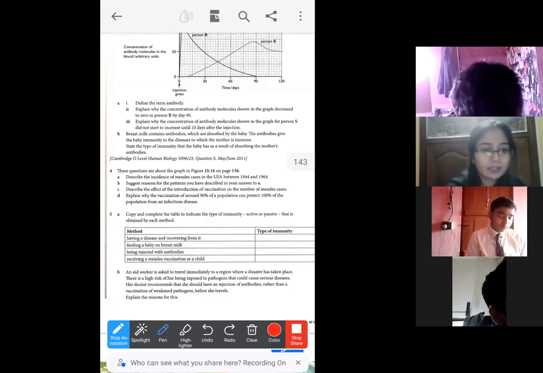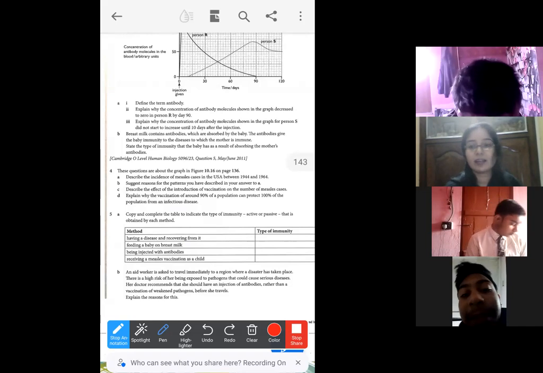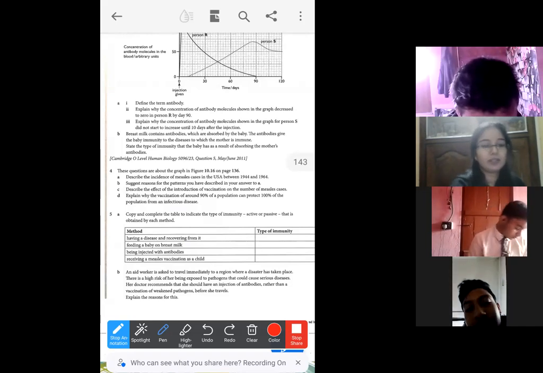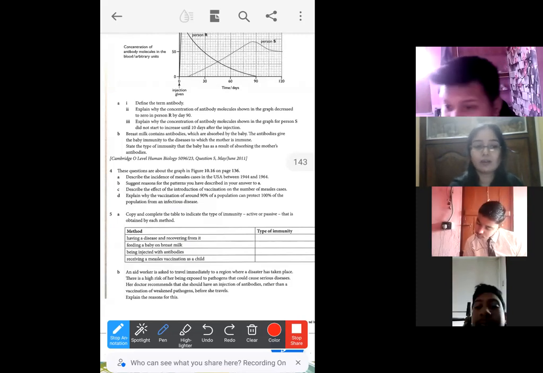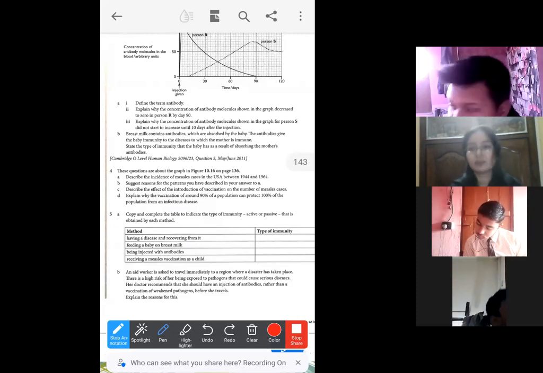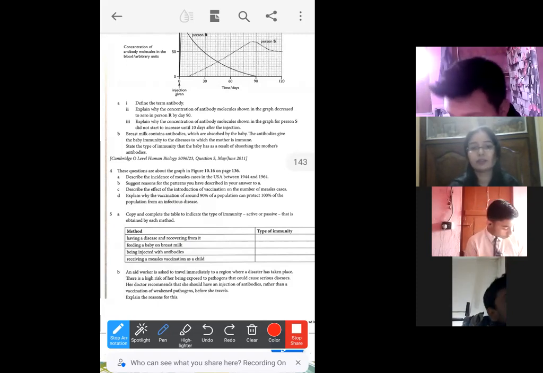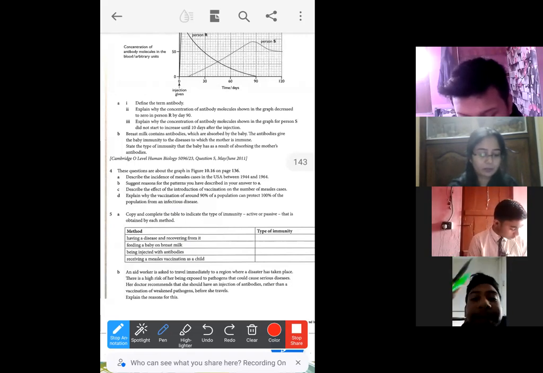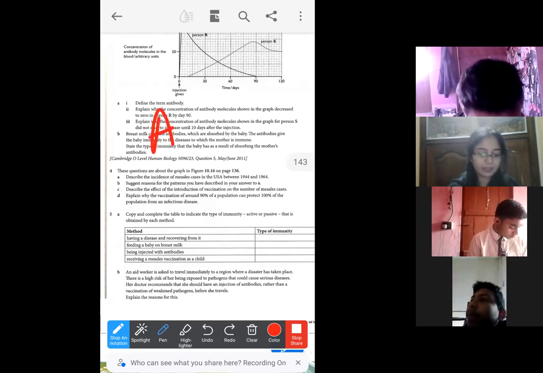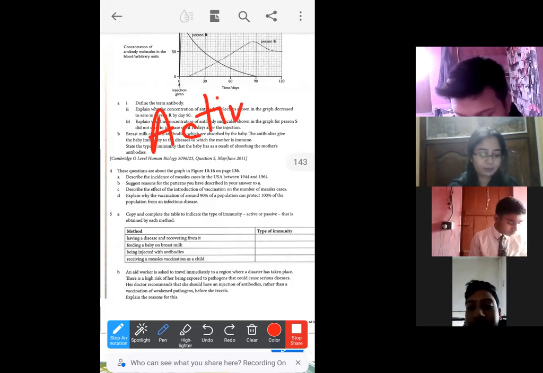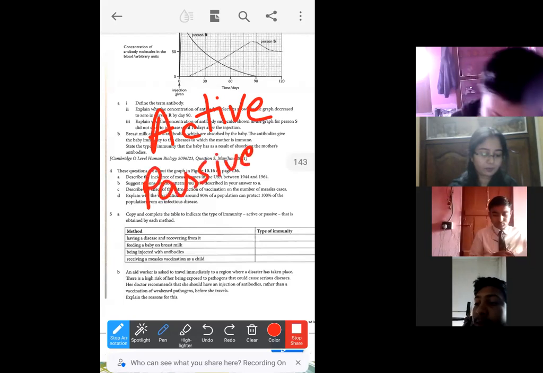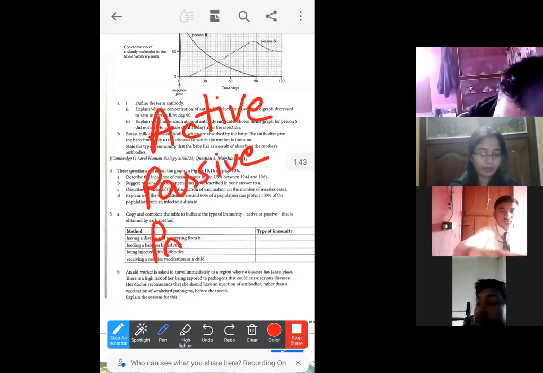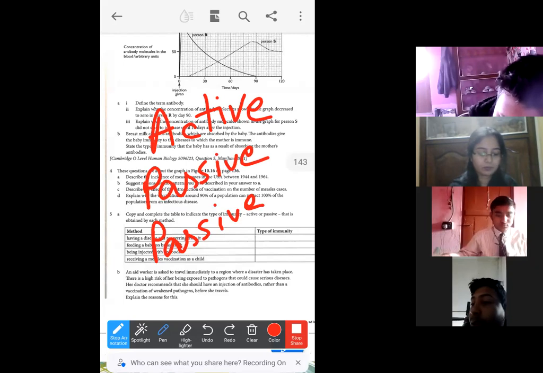And the fourth one, receiving a measles vaccination as a child. Active immunity, because the vaccine contains dead or attenuated cultures of the measles virus, so dead cells of measles virus are produced. So the first one will be active, the second one will be passive, the third one will also be passive, and the fourth one will be active.